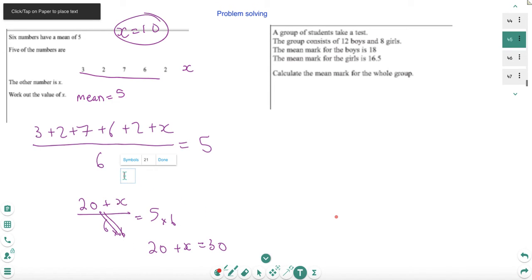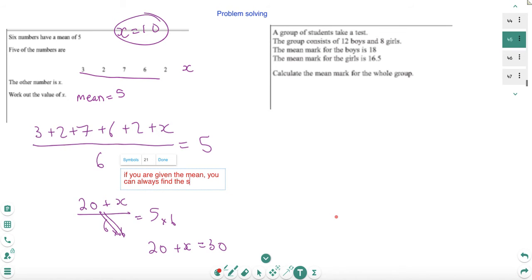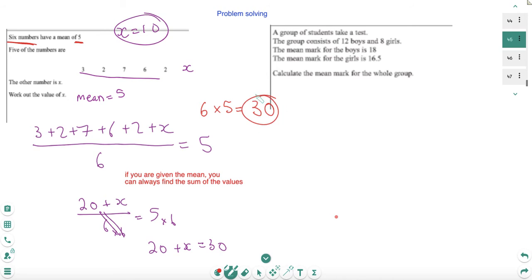Another way you can solve this is to realize that if you are given the mean, you can always find the sum of the values. Basically, I have 6 numbers and the mean of these numbers is 5. To find the total of the values, just do 6 numbers times a mean of 5, which is 30. So I know all the numbers must add up to 30. These numbers already add up to 20, so x must be 10, because 20 plus 10 adds to 30. So whenever you're given the mean, you can always find out what all the values add up to.